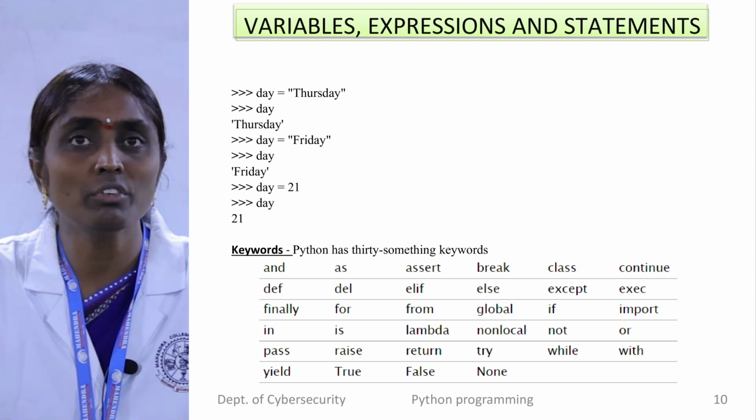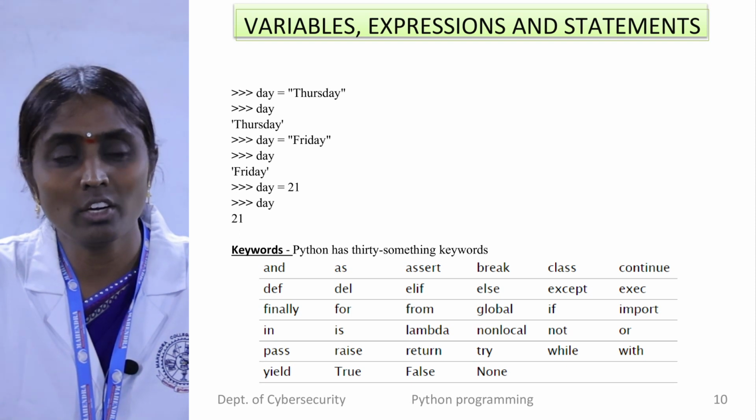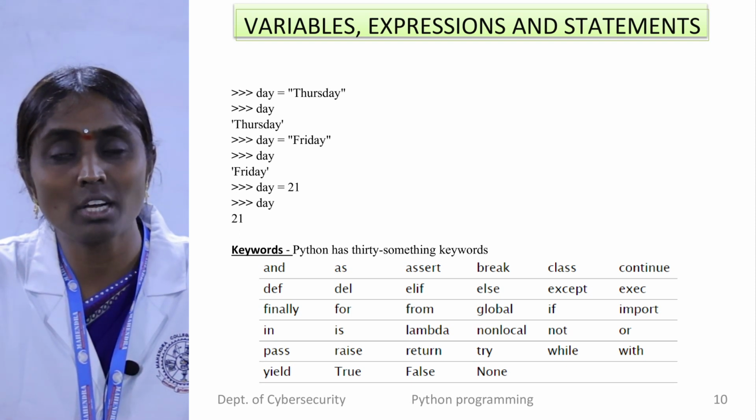So next, Python keywords. Here there are 30 keywords that come under Python.